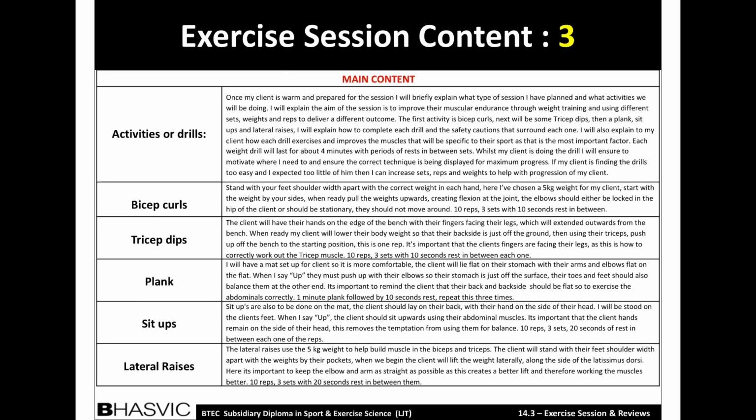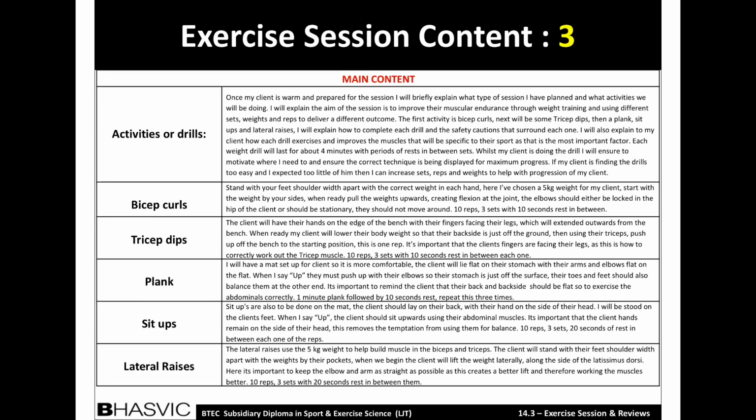Bicep curls. Stand with your feet shoulder width apart with the correct weight in each hand. Here I've chosen a 5 kg weight for my client. Start the weight by your side. When ready, pull the weight upwards, creating flexion at the joint. The elbows should be either locked into the hip or the client's elbows should be stationary. They should not move around. 10 reps, 3 sets with a 10-second rest in between each one.